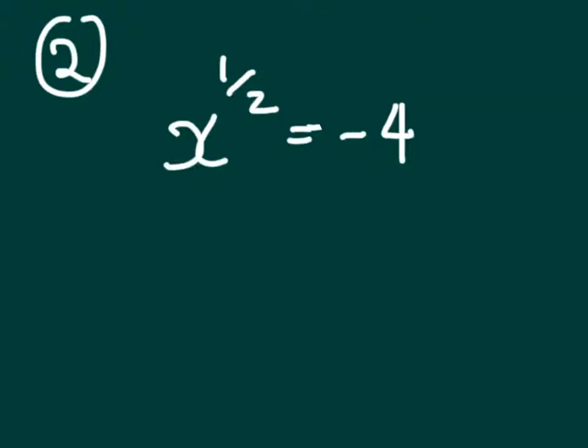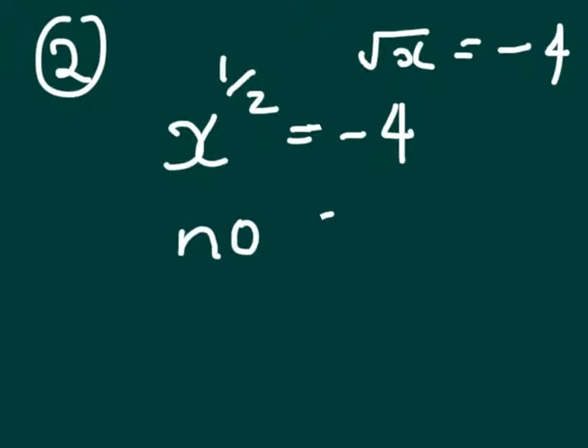Let's look at x to the half is equal to -4. This means that the square root of x is equal to a negative number. We know that the square root of a number is not equal to a negative number, but always equal to a positive number. Hence, there is no solution for x.